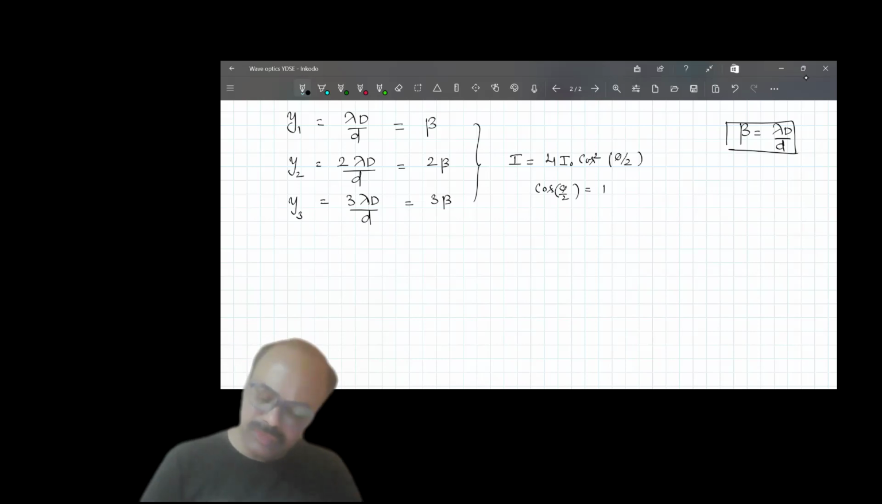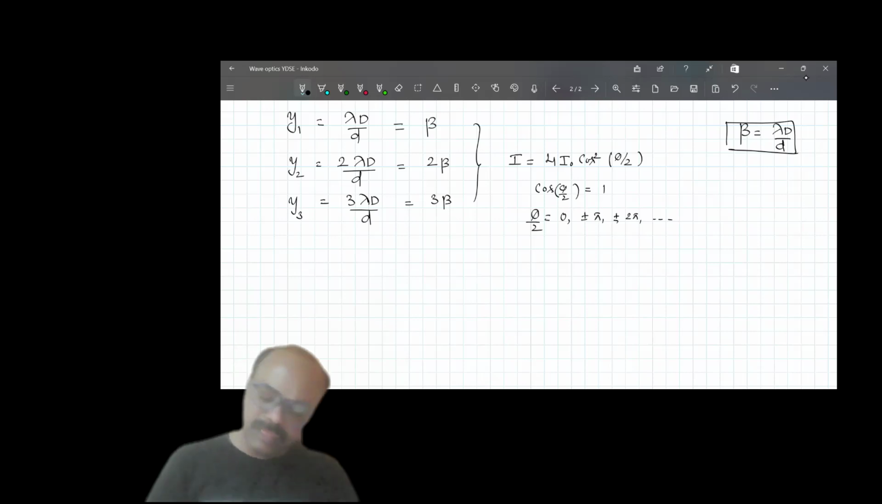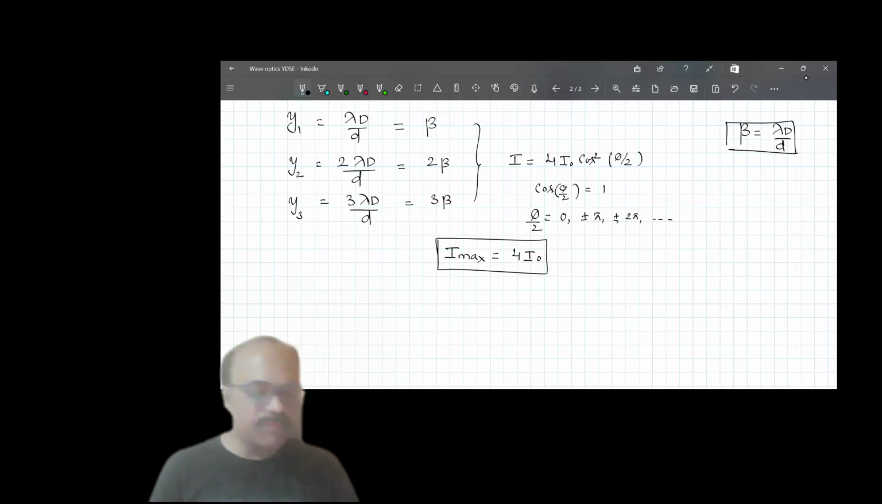So we can write the phase value phi by 2 equals 0, or plus or minus pi, plus or minus 2 pi, and so on. So I maxima for constructive interference, if they ask, is equal to 4 times I naught. This is for the bright fringes.